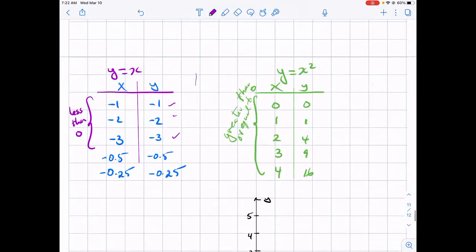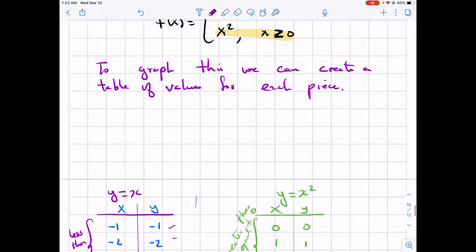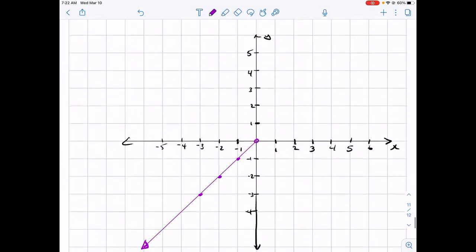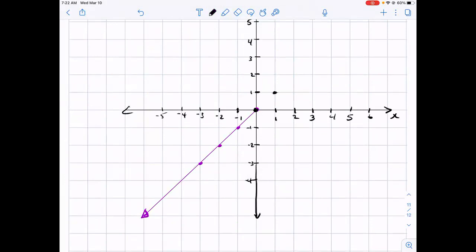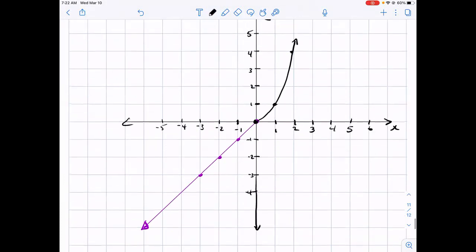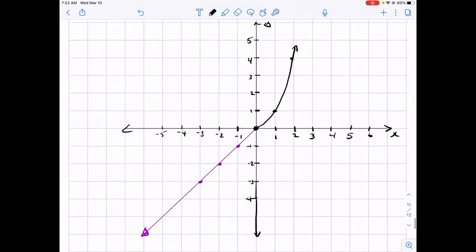And for my next graph now, 0 is included. So I do 0, 0, which will be here, then 1, 1, which is here, then 2, 4, which is here. So you'll notice that I'm getting that piece of my parabola. And this entire graph is the graph of the piecewise function. This is f of x equals x for x less than 0 and x squared for x greater than or equal to 0.